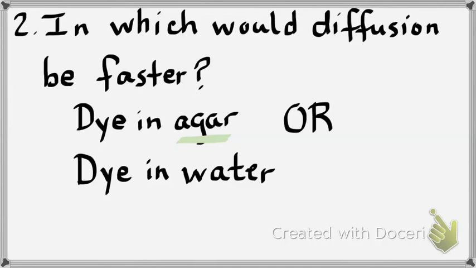All right. In which would diffusion be faster? Remember, diffusion is the movement of particles from high to low concentration. Dye in water. How come? Excellent, Alaska, because water is less dense. It is less dense. That's excellent. So it's easier for the dye molecules to move through the water because the water is less dense. Everybody okay with that one? That's a great question.